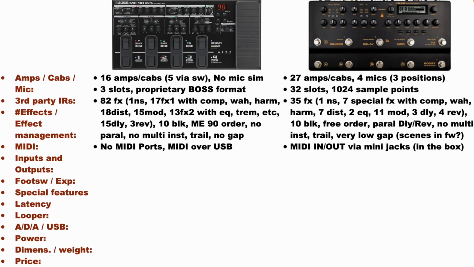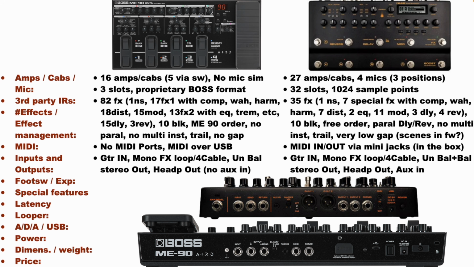In terms of MIDI, the ME90 does not have MIDI ports, but can manage MIDI over USB, where the Trident has both MIDI in and out ports via mini jacks, where the mini jack to standard MIDI conversion cables are included in the box. In terms of inputs and outputs, the ME90 has a guitar input, a mono effect loop, unbalanced stereo outputs, and a headphone out, where the Trident has the same I/O plus balanced XLR out and an aux in.